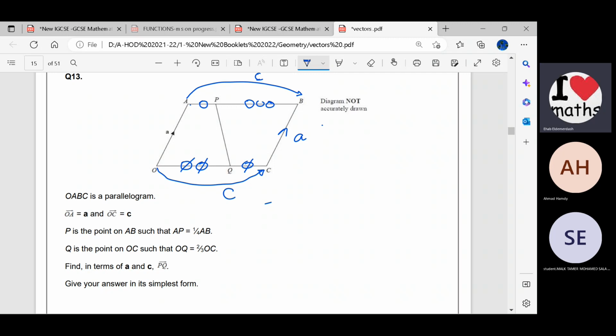Let's play now. What are they telling me to express? Find, in terms of A and C, the vector PQ. He needs to go from P to Q. This man wants to walk from P to Q.